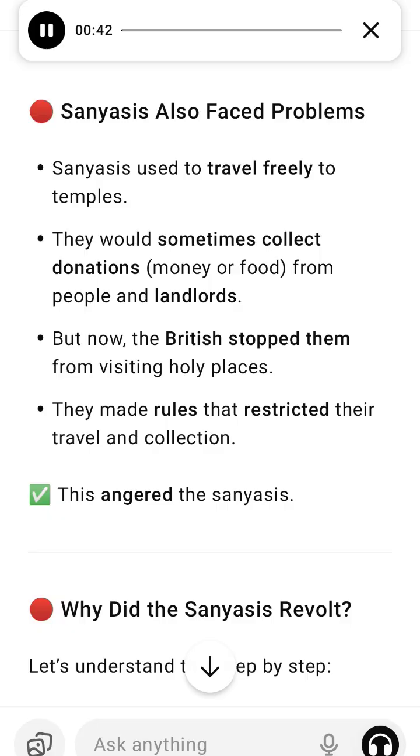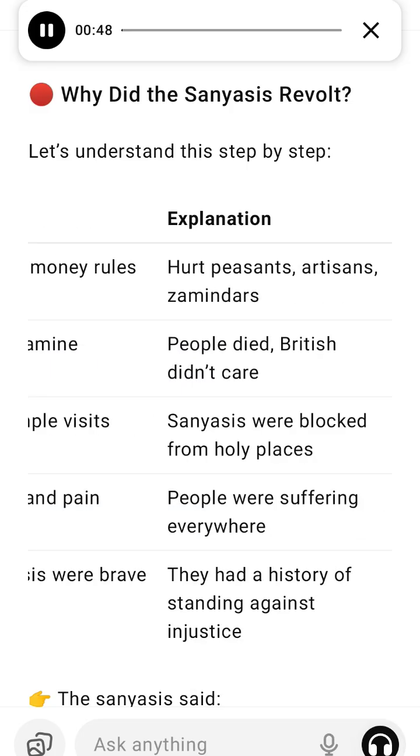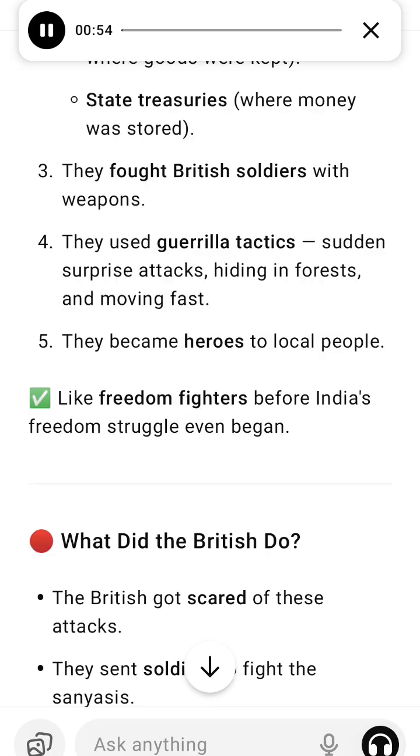In 1757, the British East India Company defeated the Nawab of Bengal in the Battle of Plassey and started ruling Bengal. They brought new rules to collect more taxes. These rules hurt everyone: peasants, poor farmers, zamindars, landowners, and artisans, skilled workers.